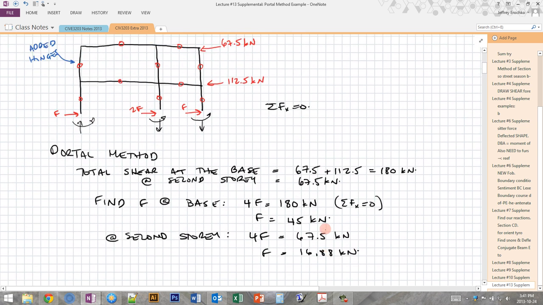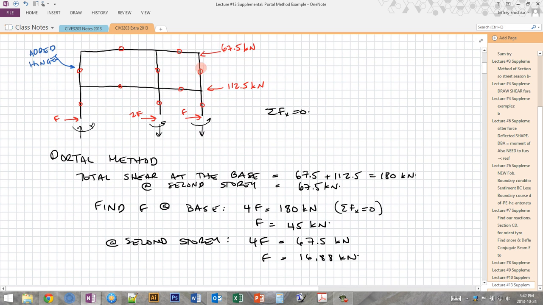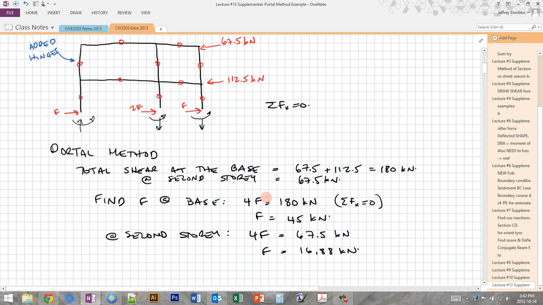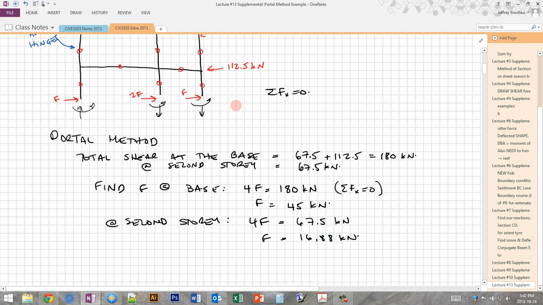And so if we were to make the cut at this location here, the second story, then our total shear that would act across all of these columns is just this 67.5. It's going to be split in the same way with double on the interior and single on the exteriors. And then we get 16.88. So the shear here is 16.88, the shear here is twice 16.88, and here is 16.88 alone.